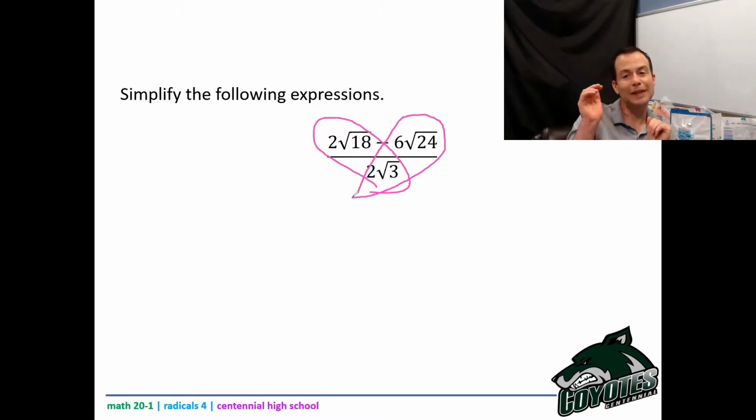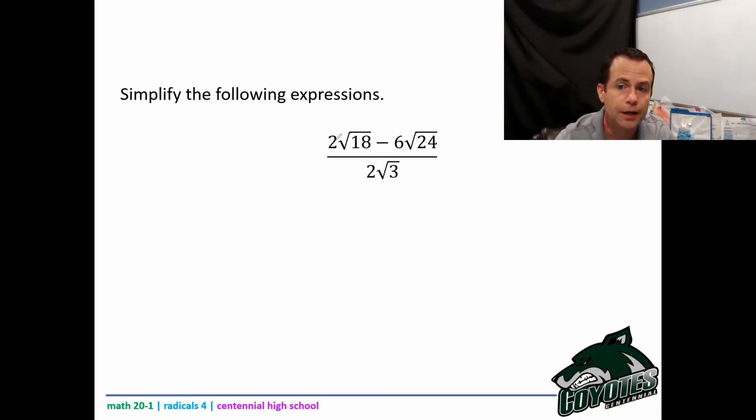Okay, so each of the terms on top is going to get divided by that 2 root 3. If you want to separate it into 2 fractions and deal with it that way, you could do that. I'm just going to do the division just like I circled there. 2 over 2 is 1. Root 18 over root 3 is root 6. So my first term is going to be root 6. Negative 6 divided by 2 is negative 3, and root 24 divided by root 3 is root 8. So I'm going to end up with root 6 minus 3 root 8.